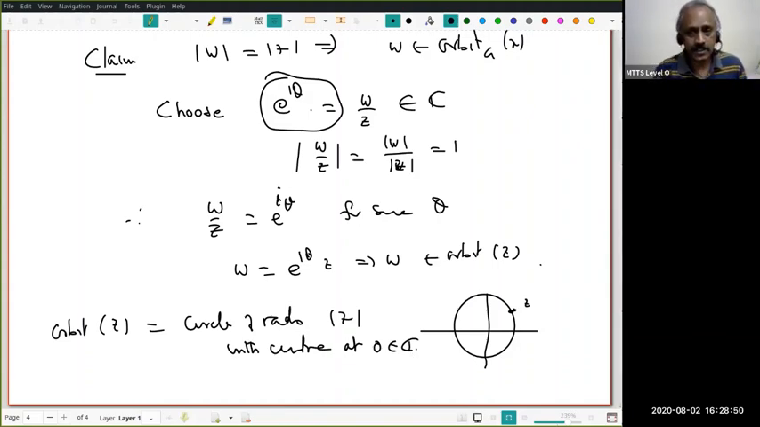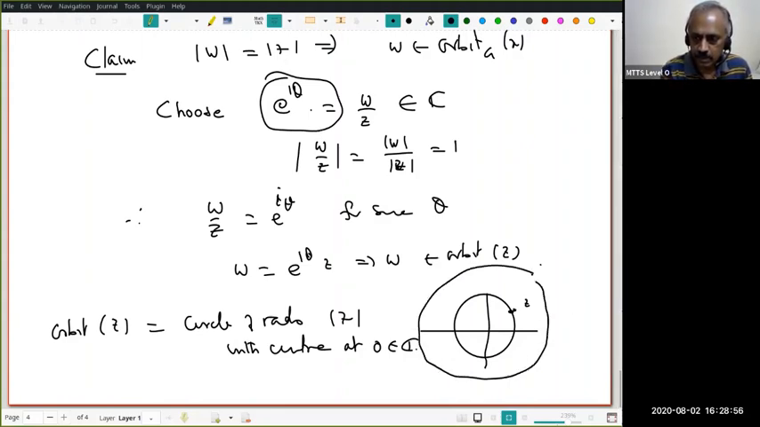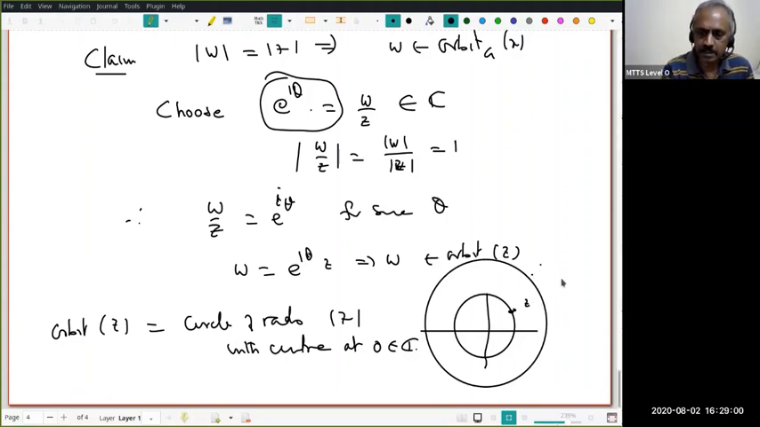Now notice that if I take some other Z, that will also be a circle of radius mod Z. I take another circle. You see that? What do you find? You find all orbits are concentric circles. Do you follow that? All orbits are concentric circles, right? In some sense, they are parallel to each other.